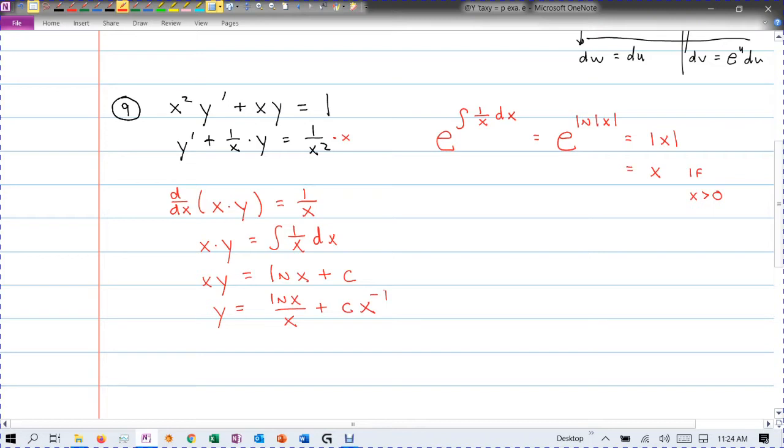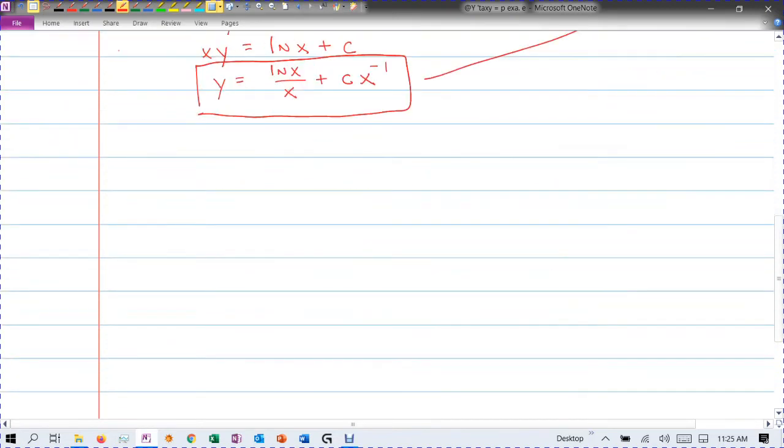Let me just check it. Everything looks good, and we are good. This is a valid solution so long as x is greater than 0. All right, number 10.